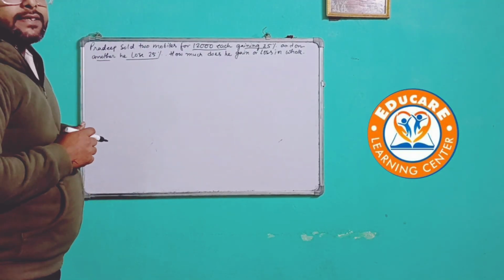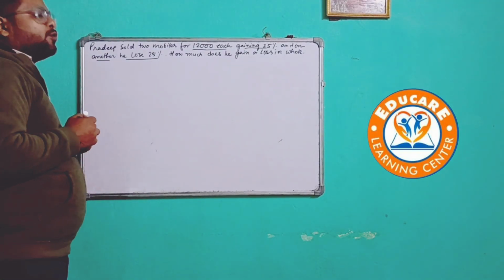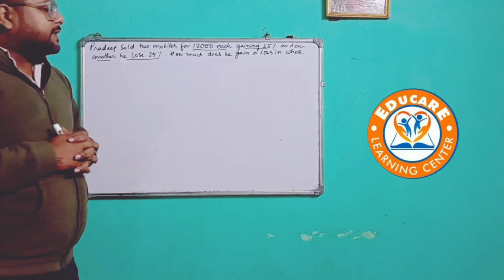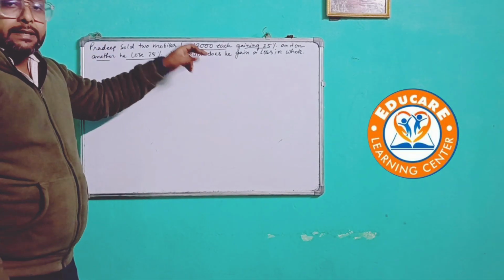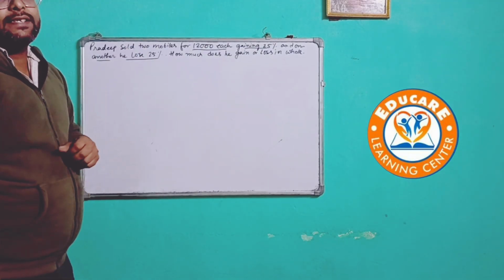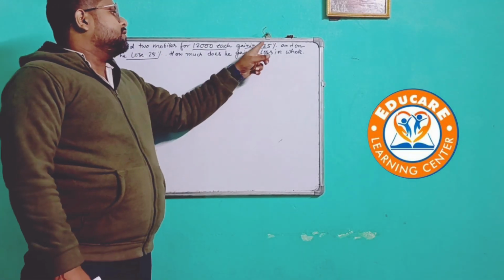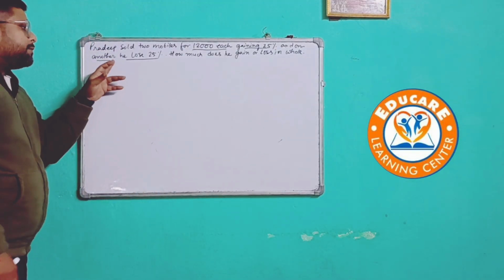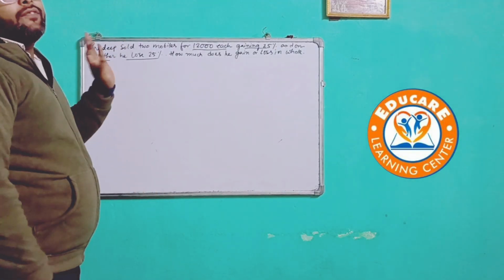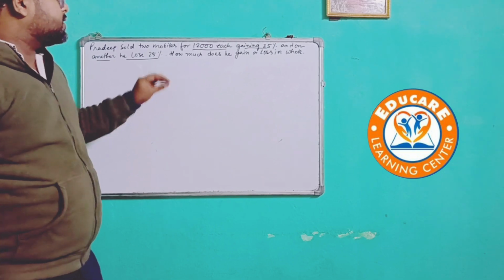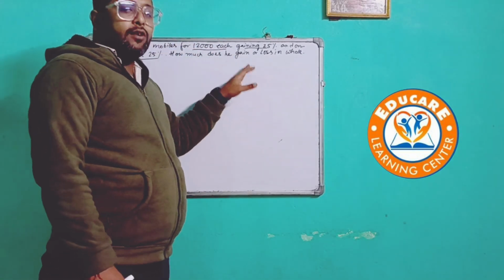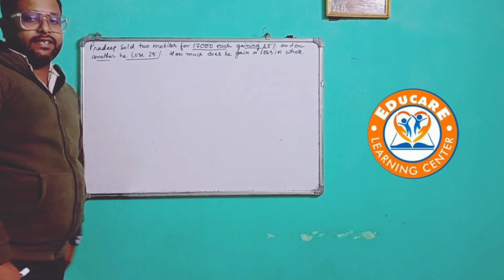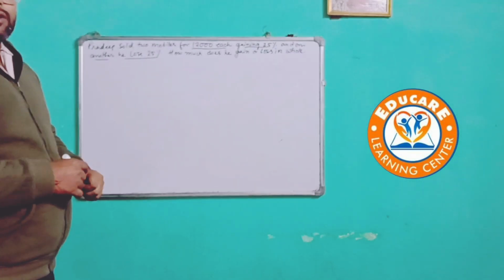The question says Pradeep has sold two mobile phones, and in both cases the selling price is 12,000. But in the first case Pradeep has a 25% profit, and in the second case a loss of 25%. You need to calculate his gain or loss in the entire transaction. This is what the question says. Let's see how we can solve this.